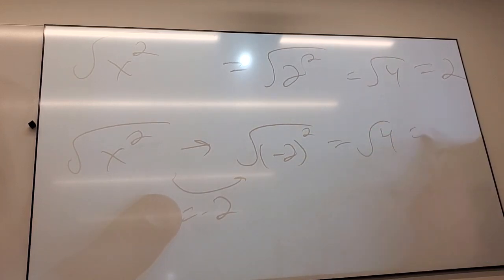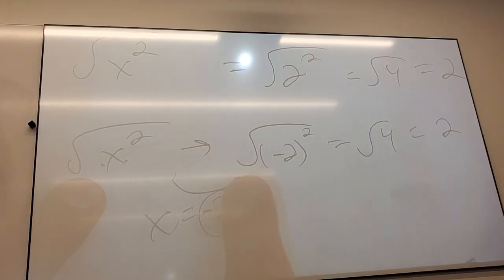Square root of 4 is what? 2. So is the square root of x squared equal to x? Remember, x was negative 2 here, correct? Yes. Is the square root of x squared equal to x? No. No, it's equal to the absolute value of x. Yes? Okay.